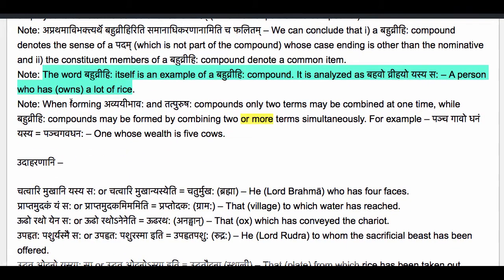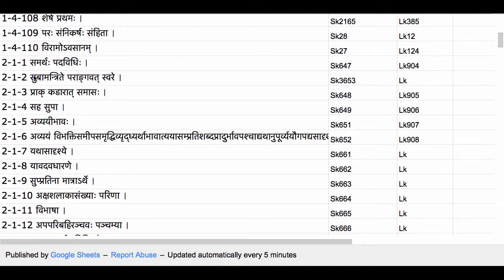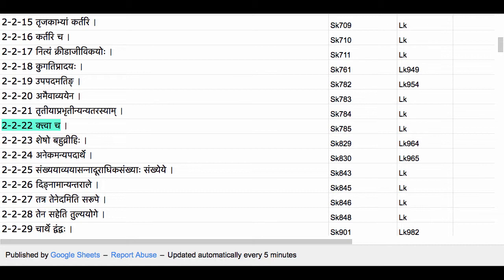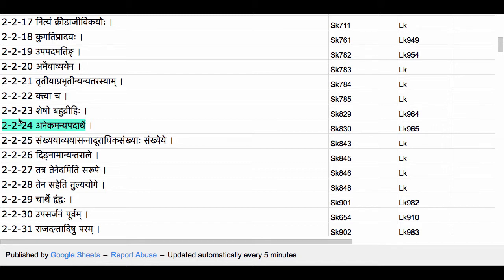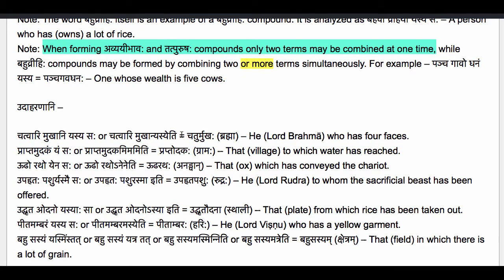The next note here says that when forming Avyayibhavaha and Tatpurushaha compounds, only two terms may be combined at one time. We know that because of the Adhikara of Sup Sahasupa coming down from 2.1.2 and 2.1.4. But that Sahasupa ends at the Sutram 2.2.22. The Adhikara of Sup continues, but Sahasupa stops at 2.2.22. Instead of Sahasupa, which means with another Subantam, we now have Anekam, which runs down from 2.2.24 down to 2.2.29. So Bahuvrihi compounds and also Dvandvaha compounds may be formed by combining two or more terms simultaneously. For example, Panchagavo dhanam yasya saha equals Panchagavadhanaha, one whose wealth is five cows.